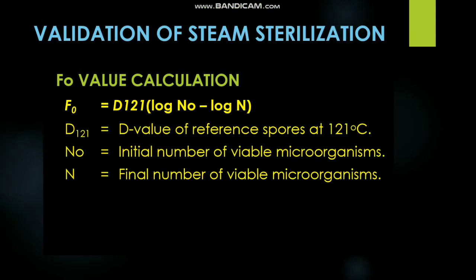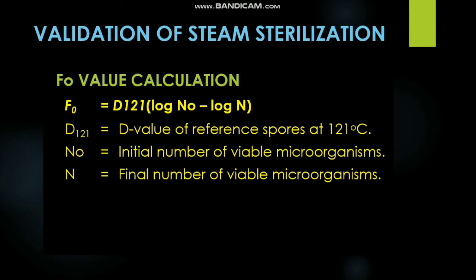Now, determination of your F0 calculation. How is the F0 calculation done? It is done by two approaches. The first one is by biological indicators, and the second one is by physical, that is temperature profiling. First we will discuss biological indicators. The formula for biological indicators is shown over here.